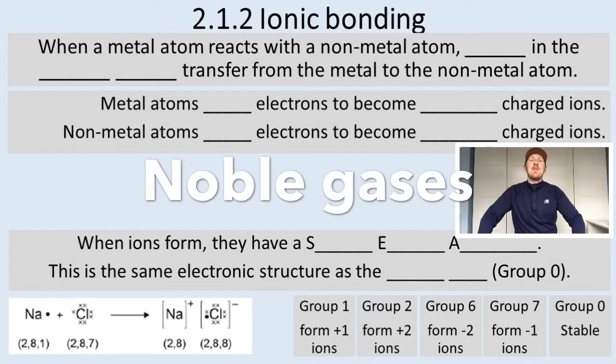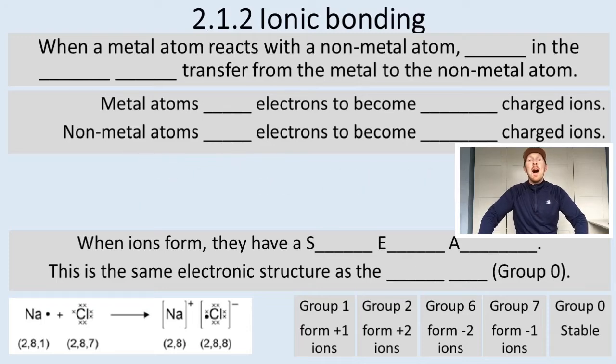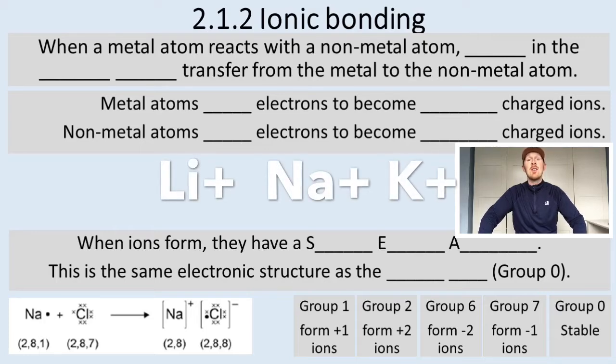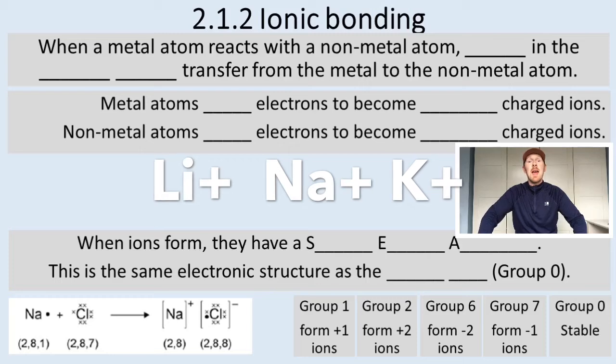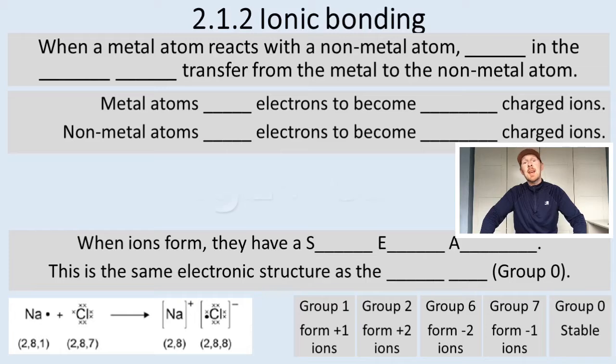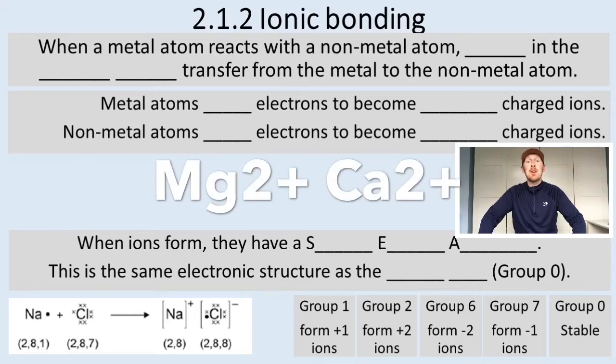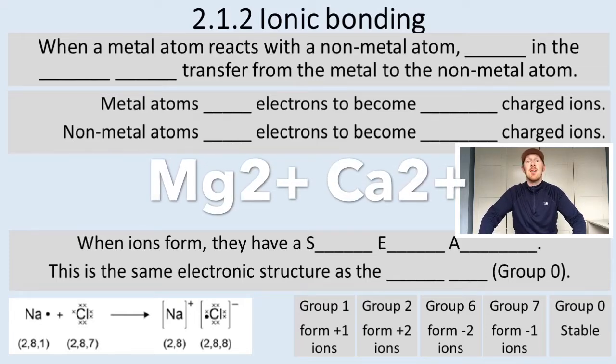You've got to have the confidence to know what ion different atoms form. So let's go through it. If it's in group 1, it will form a +1 ion. So lithium loses an electron to form Li+. Sodium, Na+. Potassium, K+. Magnesium and calcium, they're in group 2 and you'll have come across those. They form a 2+ ion.